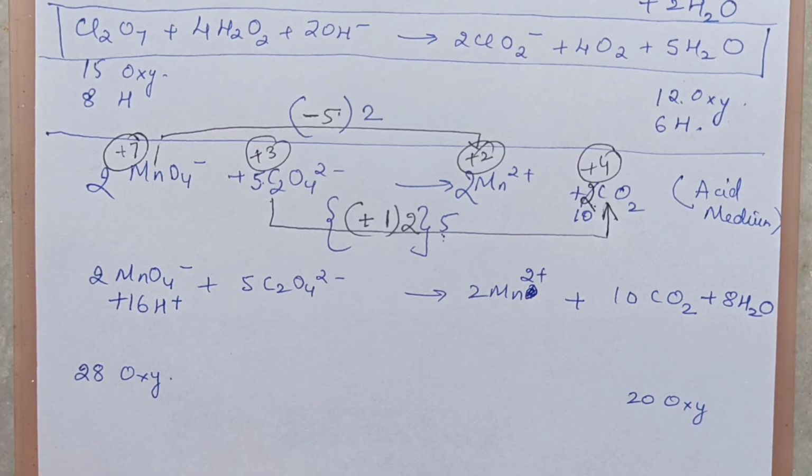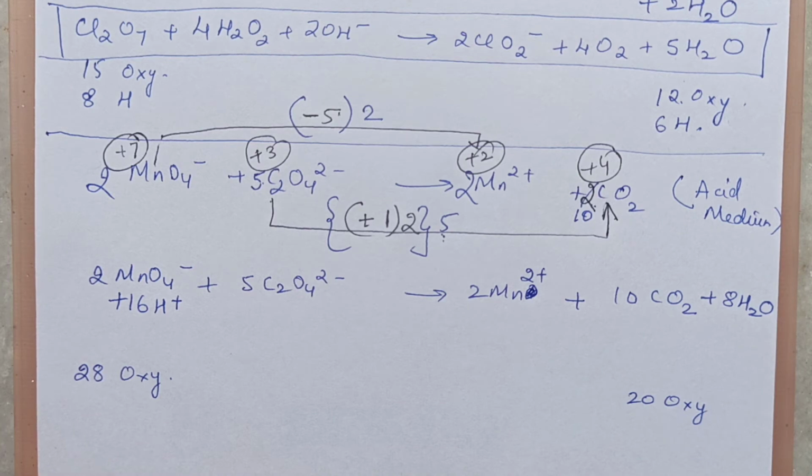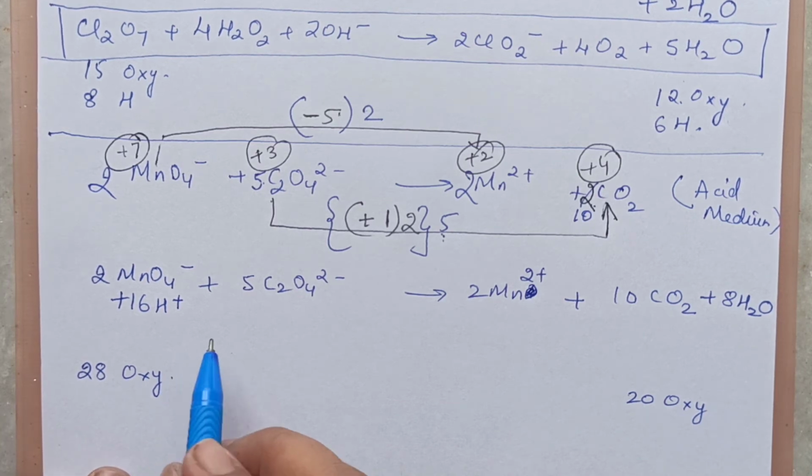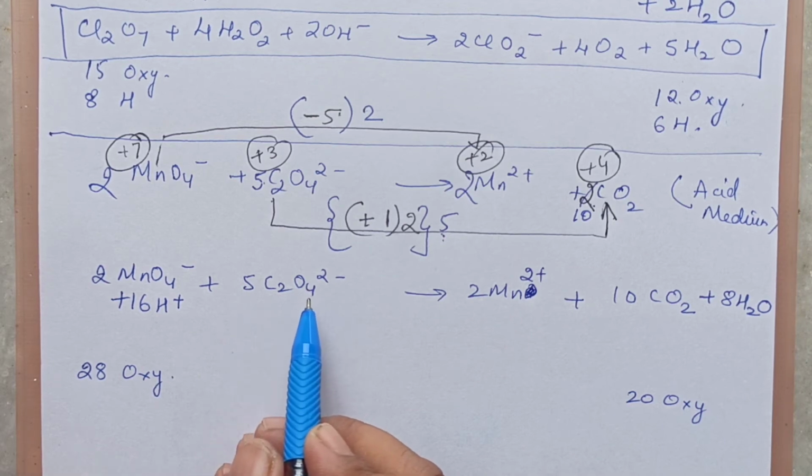We will not balance the charges, we will not equalize the charges, because we have made the increase and decrease in the oxidation states in the beginning itself. You can check it. Is the charge correct? You can check the charges on the left and right.